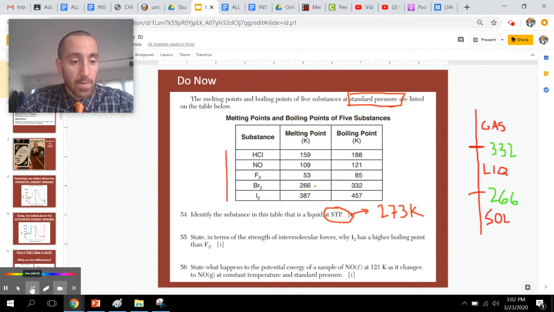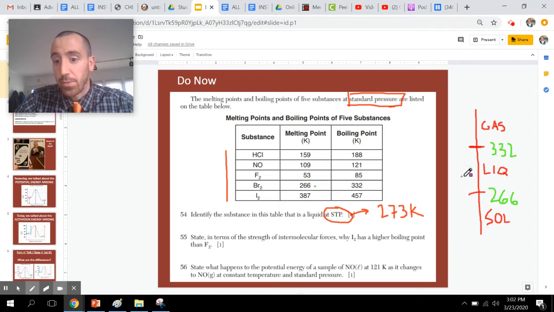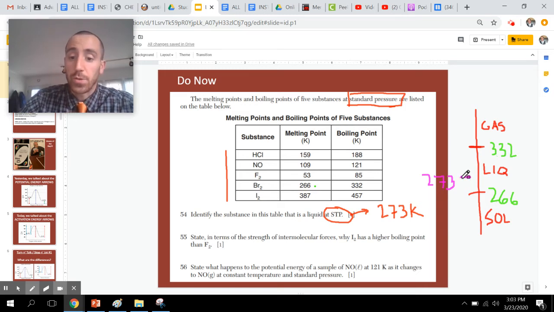The temperature that we care about, STP 273, is somewhere in the middle. 273 would probably be like right here. So 273 for Br2 falls right between the melting point and the boiling point. Therefore, 273 will work. 273 Br2 is a liquid. So Br2 is your answer for number 54.